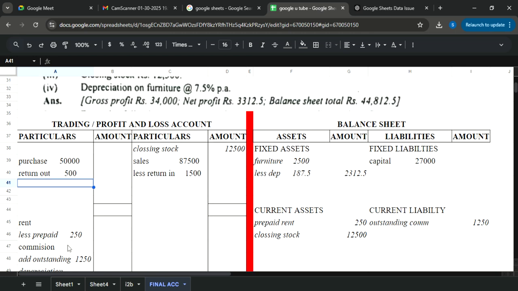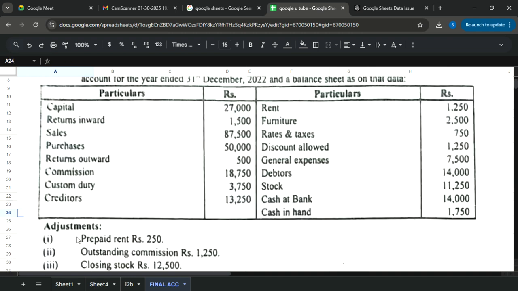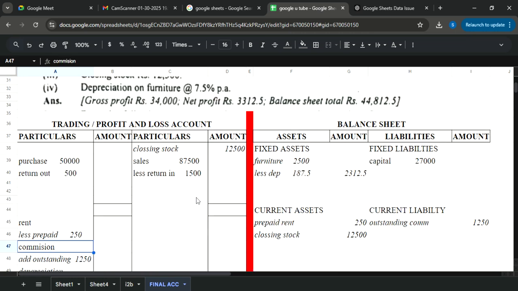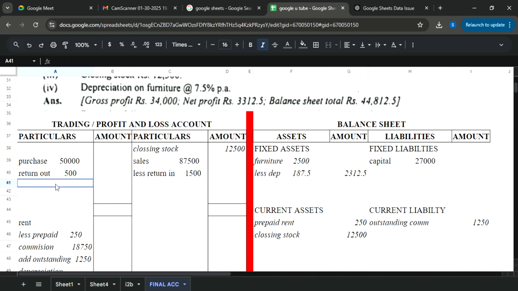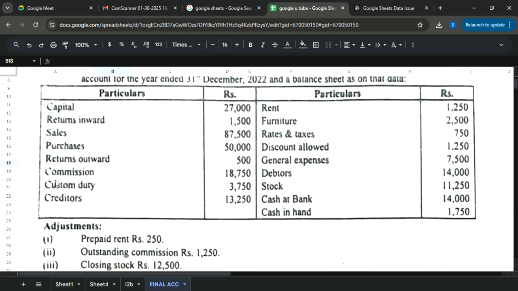This is the place we have already fixed for it. Here you will write the amount of commission, 18750. Okay, and this was also part of adjustment. Then we have custom duty, which is direct expense. Come over here. Custom duty, amount of custom duty is 3750.